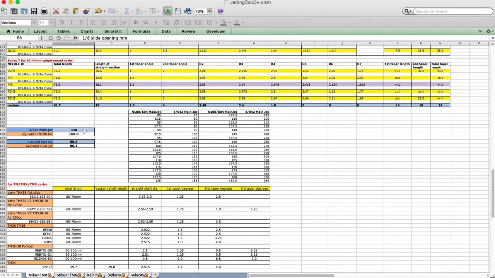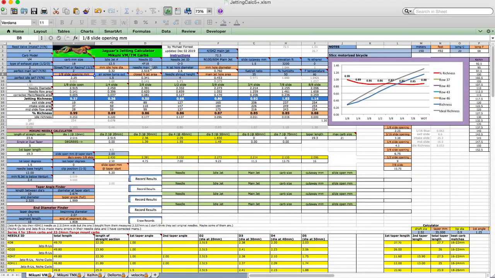This is a conversion between the 4042 main jets and the N100.64 main jets. This section right here is for TM. Okay, so you put in the needle ID, it reads it, it puts in all the data, it matrixes in with all the other data that you put in and gives you a graph.